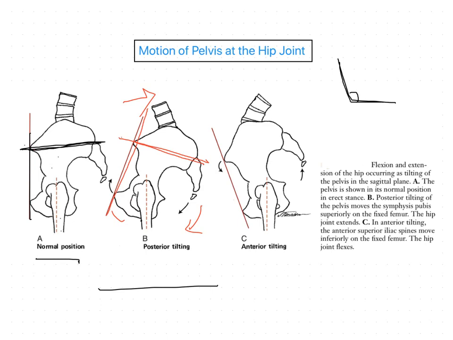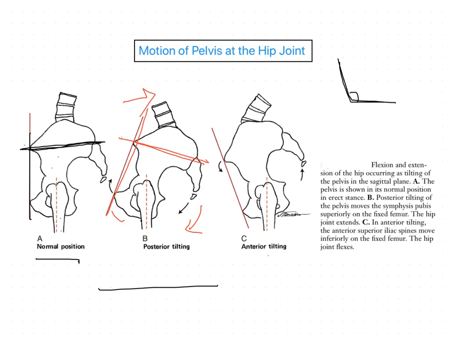And next, in the anterior tilting the same thing happens. What is happening here? Hip flexion is taking place. Okay, because the pelvis is tilting anteriorly, and this causes hip flexion.